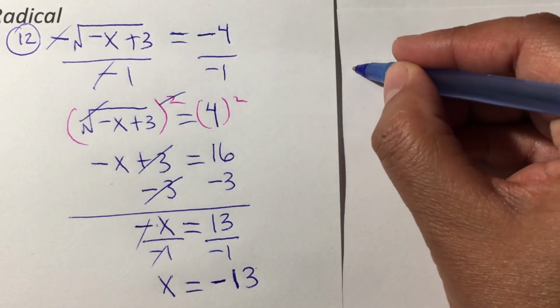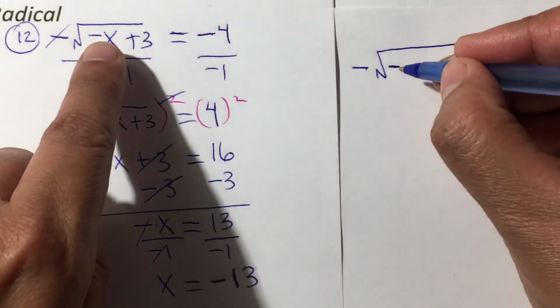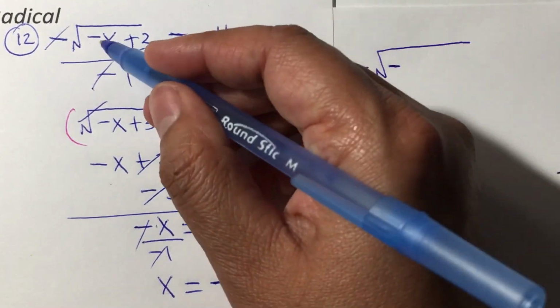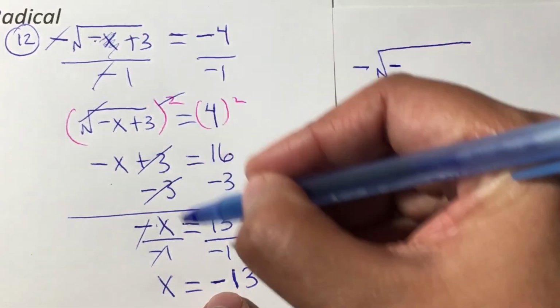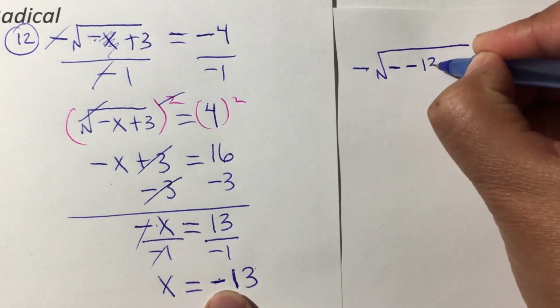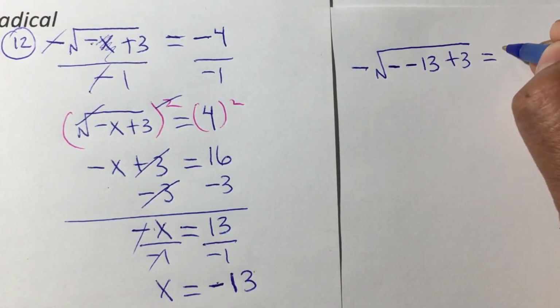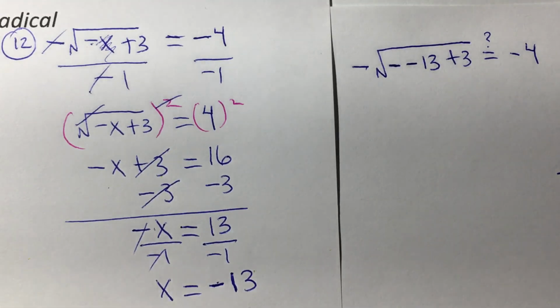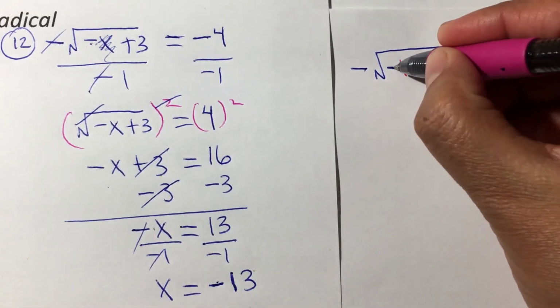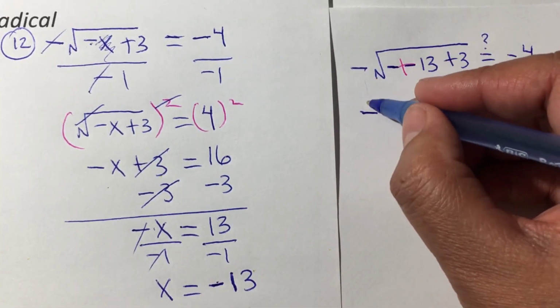Let's see if it's true. So negative times the square root of negative, and here we substitute negative 13 for the x. So this negative we still keep in here. The negative from here and the negative from here become a positive, right? Plus 3, is it equal to negative 4? And so, again, negative times negative becomes positive, so that 13 is positive 13. And we keep this negative from here. We just bring it down.